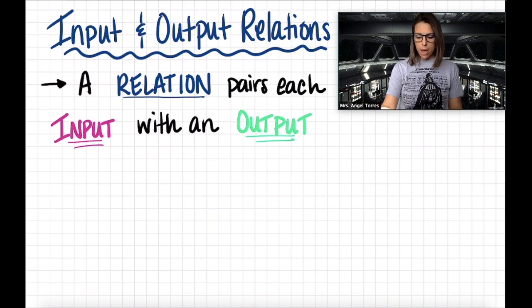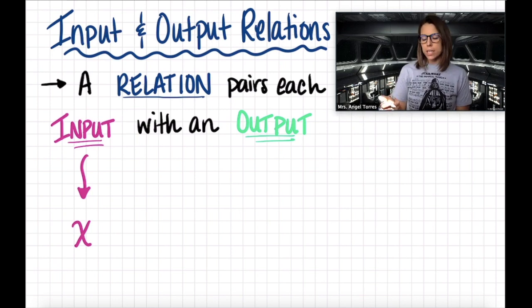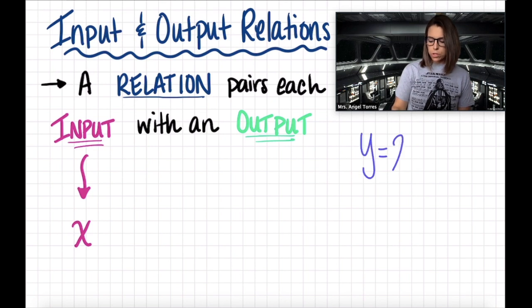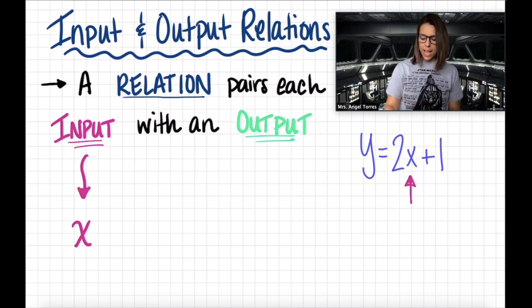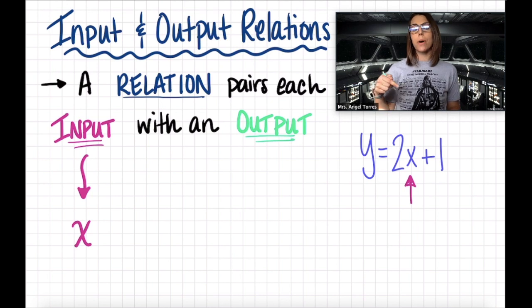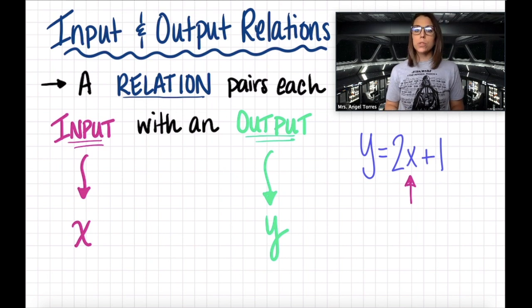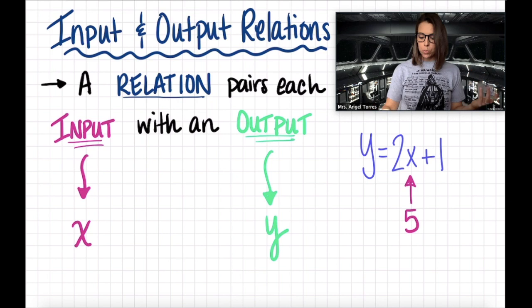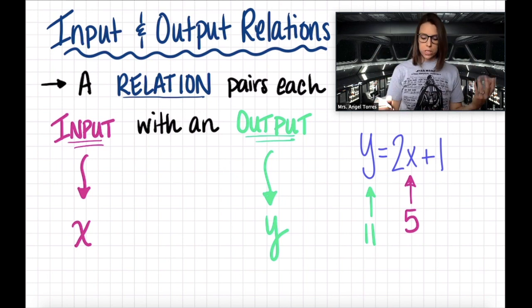So what does this look like in math? Well, your inputs are almost always going to be represented as x. So think of an equation, maybe something like y equals 2x plus 1. The x in this case would represent any number that you want to input, and that's where the word input comes from. And that would produce what's called an output, which is normally your y value. So for example, if I inputted 5 for x here, 2 times 5 is 10, plus 1 is 11, which means that my output here would be 11. And that's how the two are, quote, related to each other.